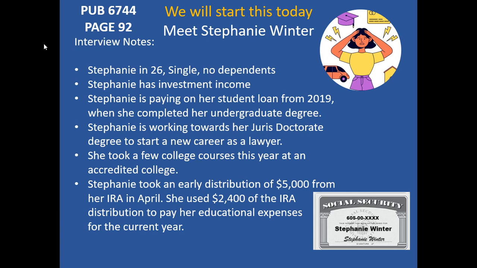You see her Social Security card here. Remember, when you're entering the Social Security number, use 1, 2, 3, 4 for those X's. Go ahead and pause this while you look at her intake form, and then unpause it when you're ready to come back and talk about her tax forms themselves.